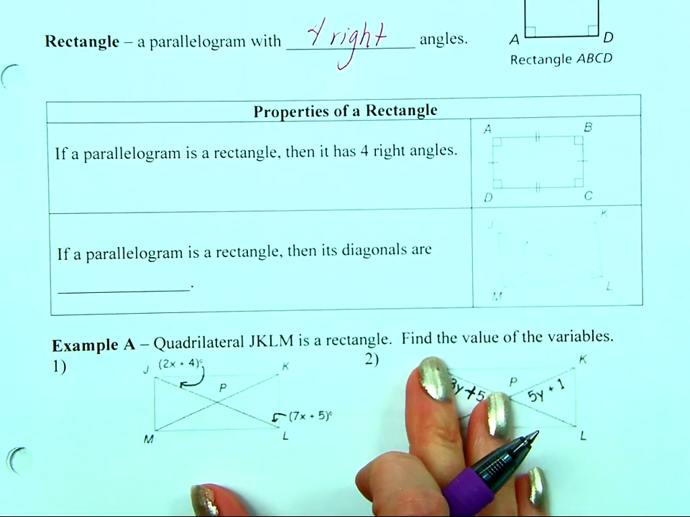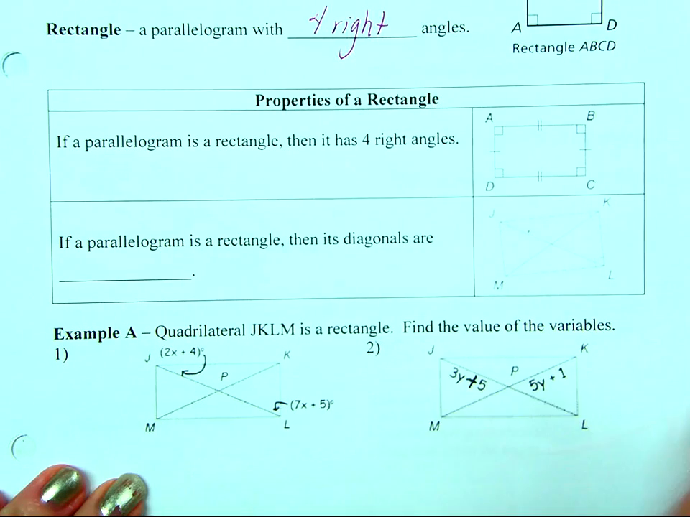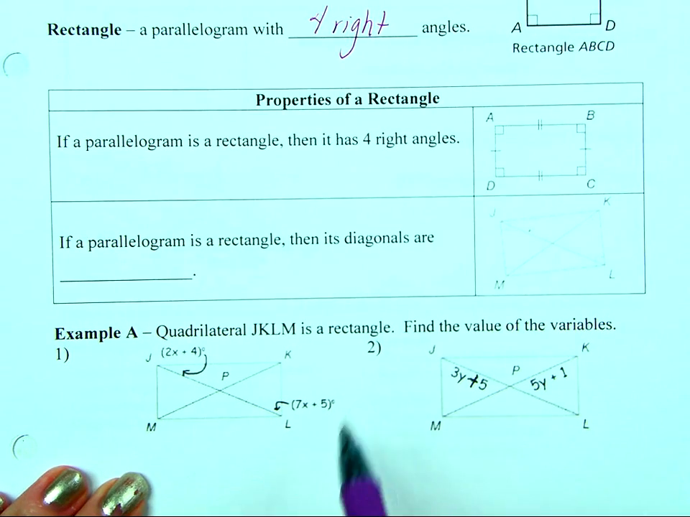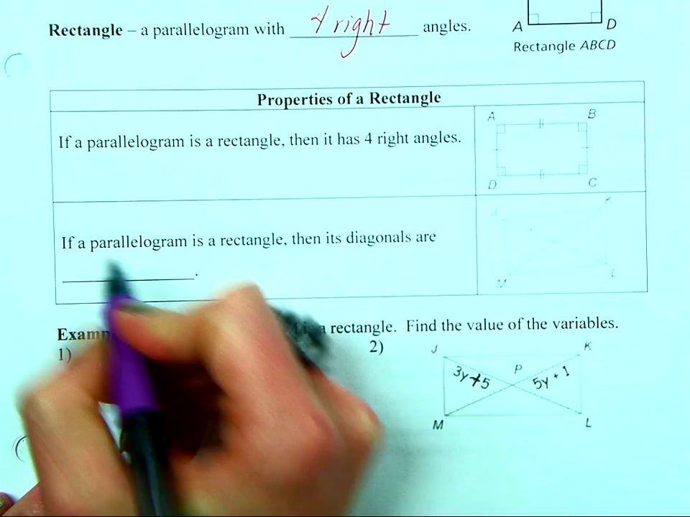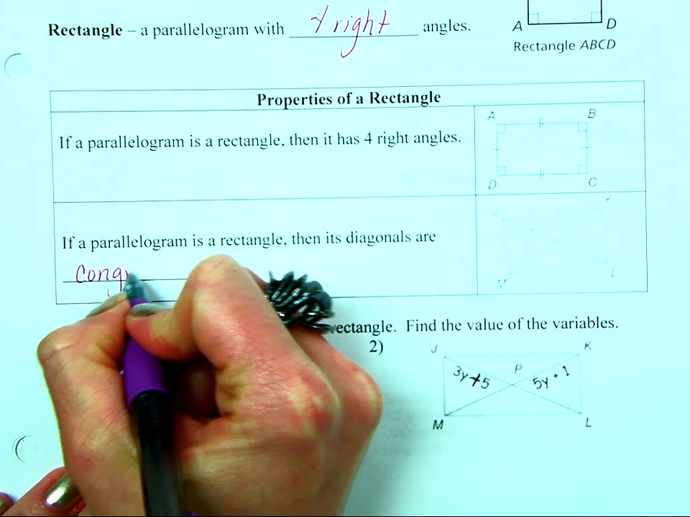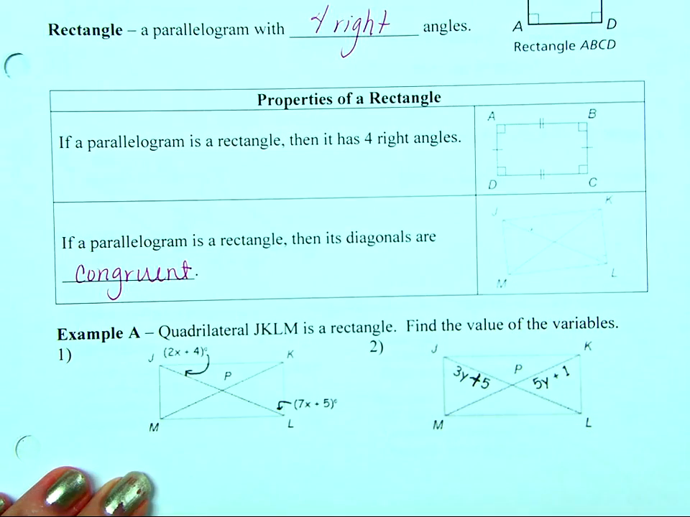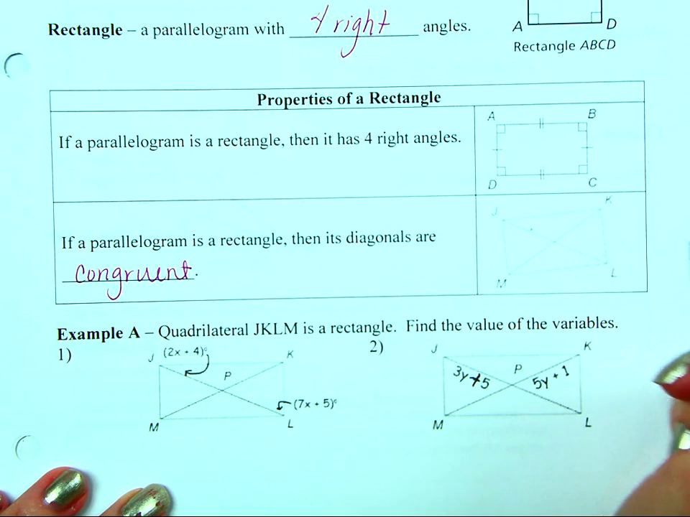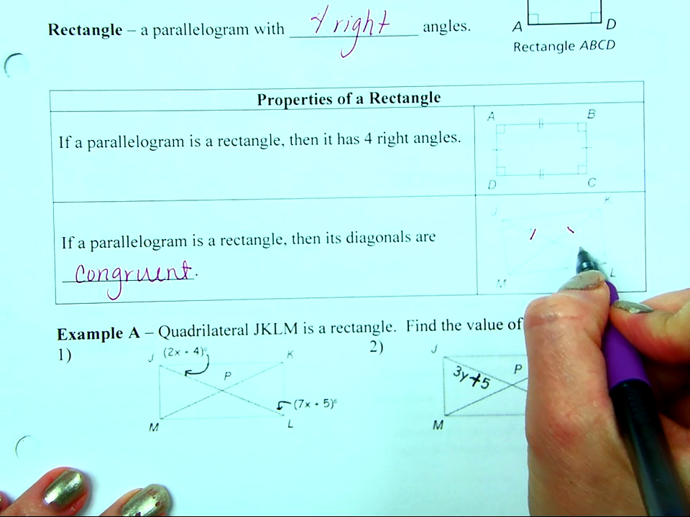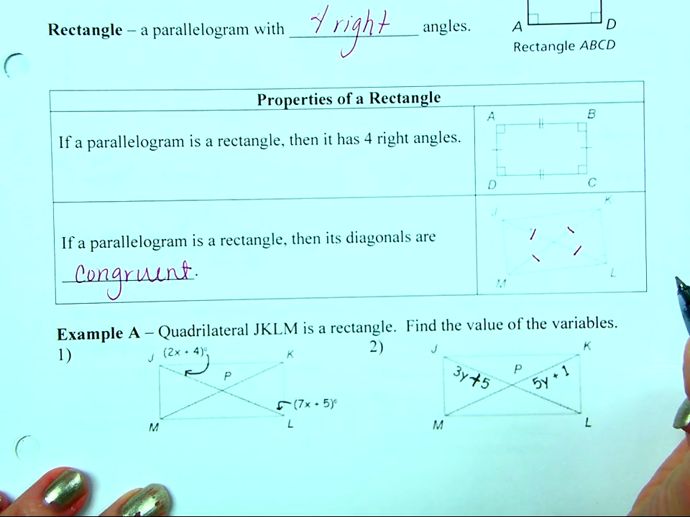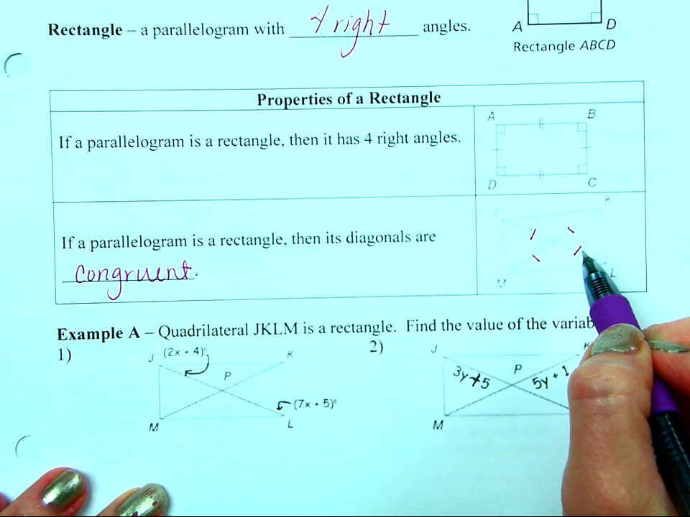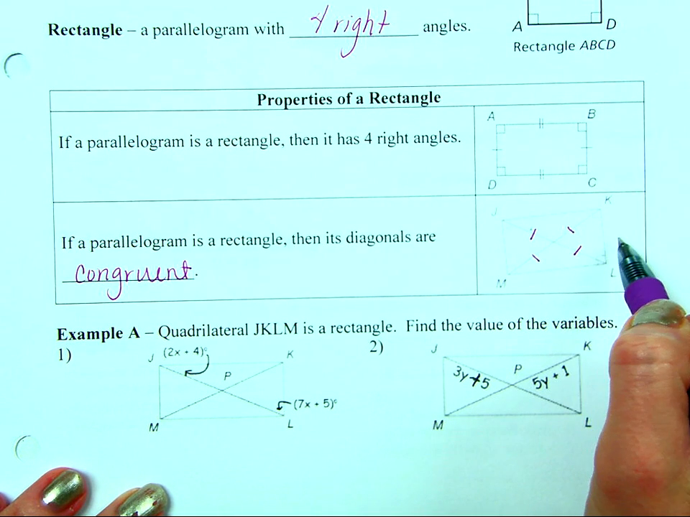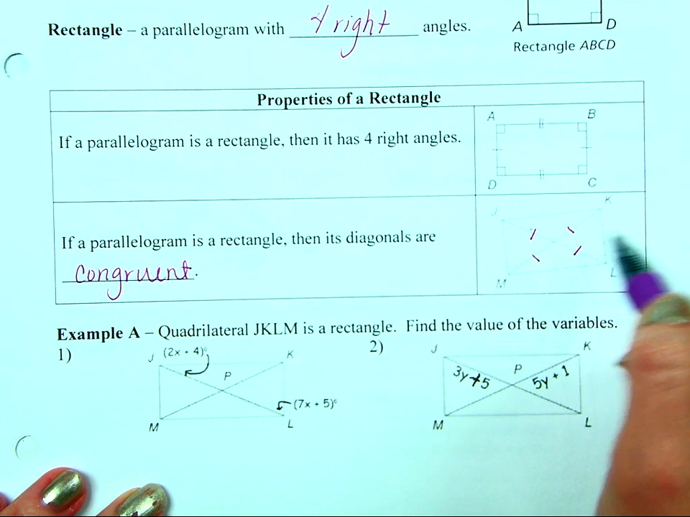Because we have 4 right angles, it just so happens that not only do my diagonals bisect each other, but my diagonals end up being congruent. So over here in my picture, my diagonals being congruent means that these 4 segments are all equal. And you'll notice here that I have divided my rectangle into 4 triangles. They're not all congruent, but I do have isosceles triangles.